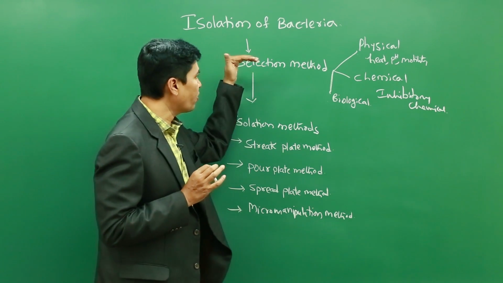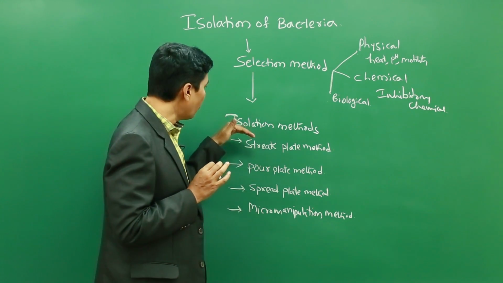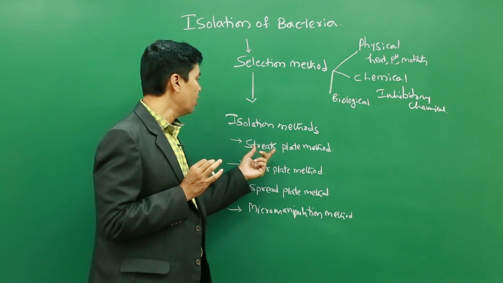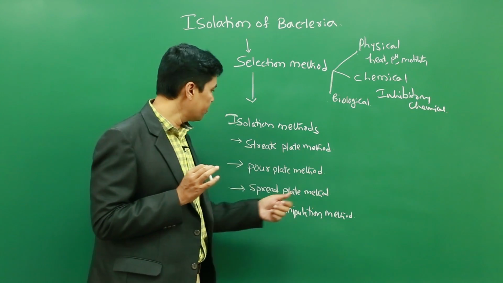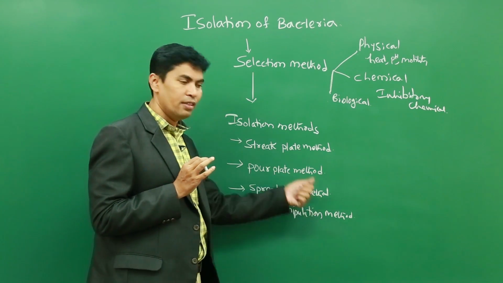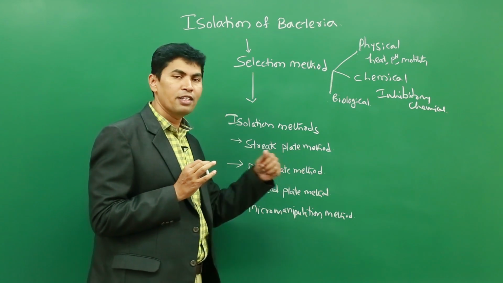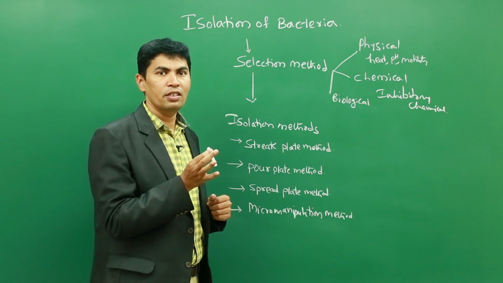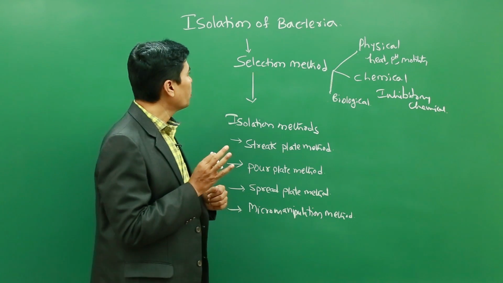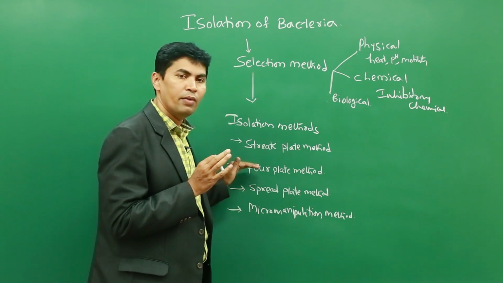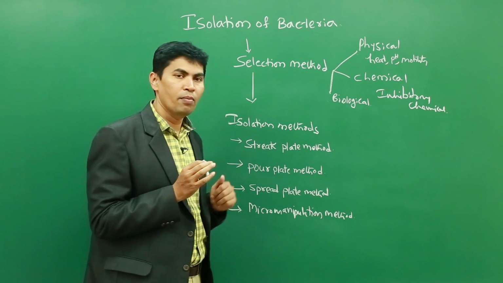Now after selection, we can go for isolation methods, and we can use any one of these methods. It may be the streak plate method, pour plate method, or spread plate method, or you can use the micro manipulation method for isolation of bacteria into the purest culture. So we'll discuss one by one: streak plate method, pour plate method, spread plate method, and micro manipulation method.